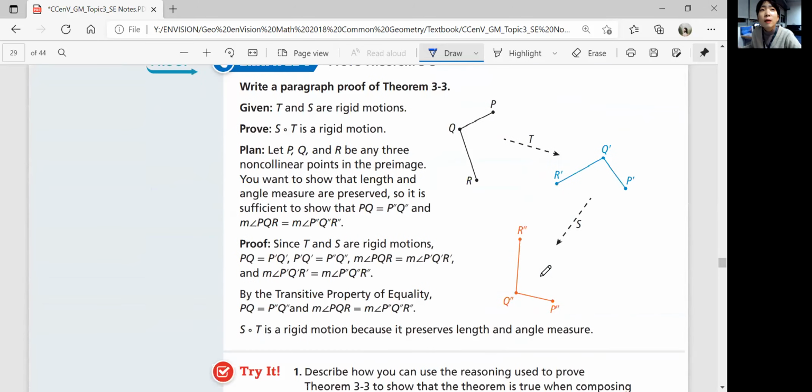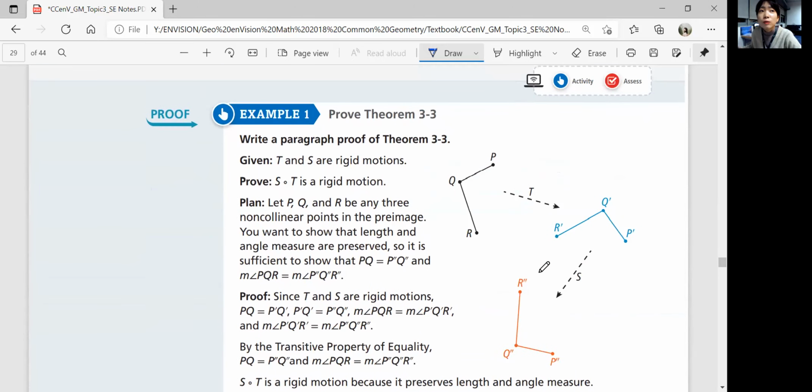Look at Example 1, prove Theorem 3-3. We're going to write a paragraph proof. So we're just going to write a bunch of sentences, starting with the given information, writing out the sentences with the correct reasoning, and proving our last statement. Given: T and S are rigid motions, as a composition of transformations. Prove that S and T combined is a rigid motion.